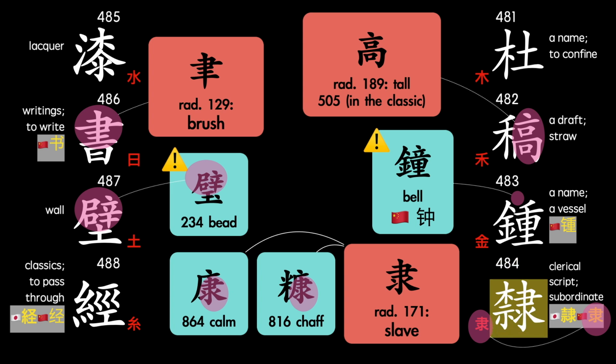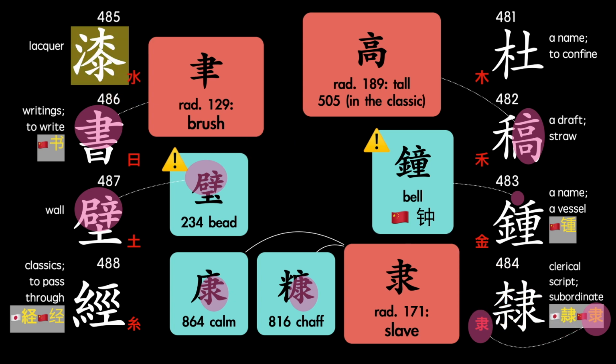On to 484, and this character means slave or subordinate, but in the case of this reference in the 1000 character classic, it's a reference to clerical script, a type of Chinese calligraphy, and the right side component of it is the radical here, and that radical is a slave. And I want to point out that in modern Chinese, the simplified form of character 484 is the same as the radical form. So if you know this radical, you also know the simplified Chinese form of this character.